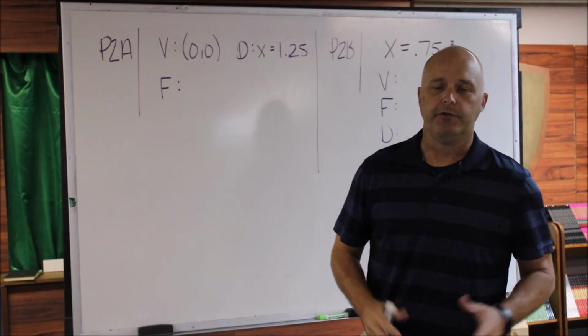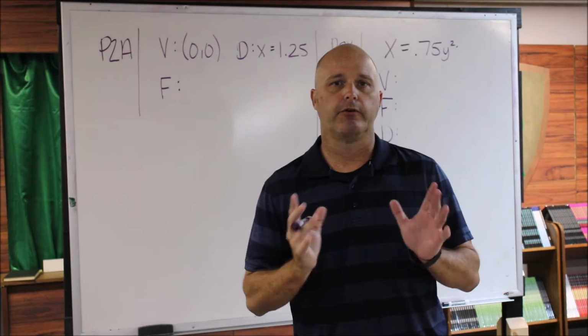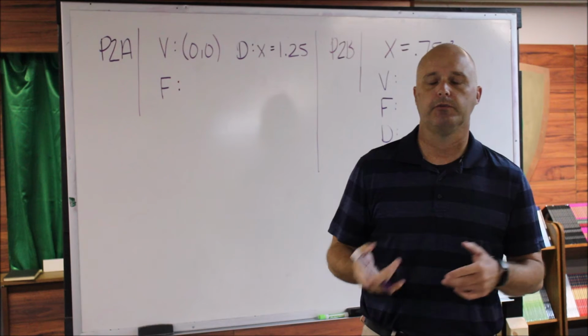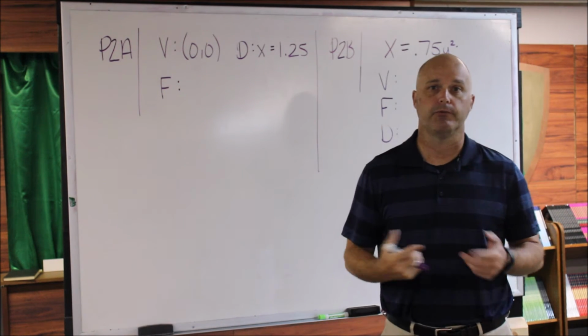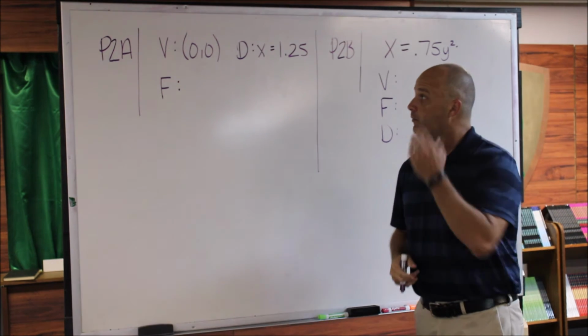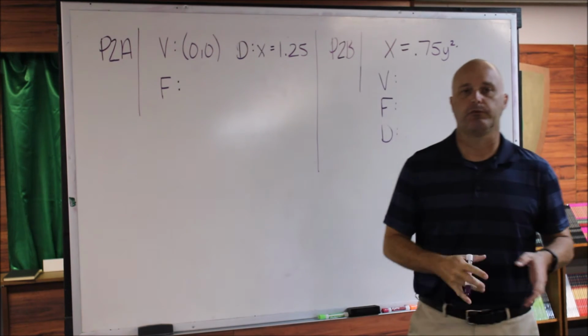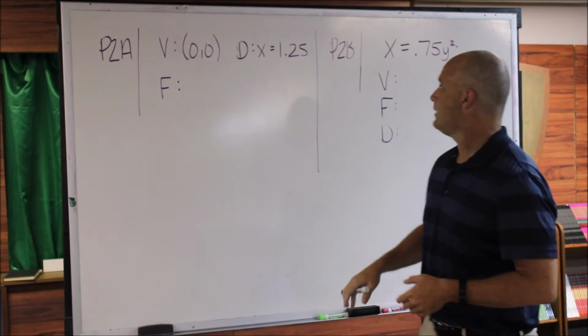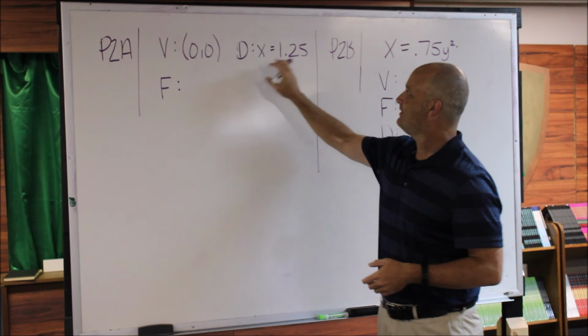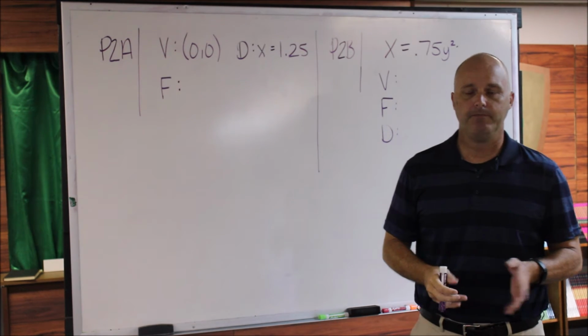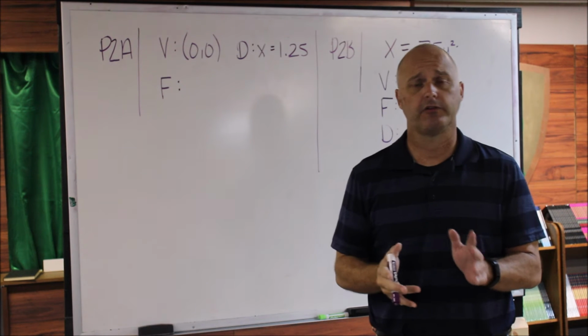For problem number 2, the only thing that changes is that instead of having a vertical parabola, we're now going to have a horizontal parabola that opens up either to the left or the right. So with this, we're given the same piece of information, that the vertex is going to be 0, 0. But this time, our directrix is that x is equal to 1.25. So let's think about this for a second.